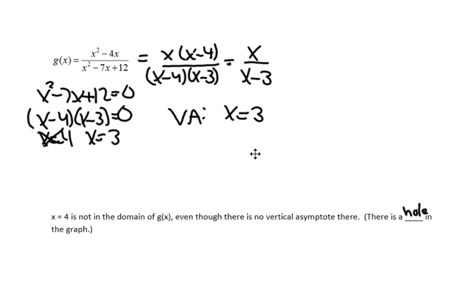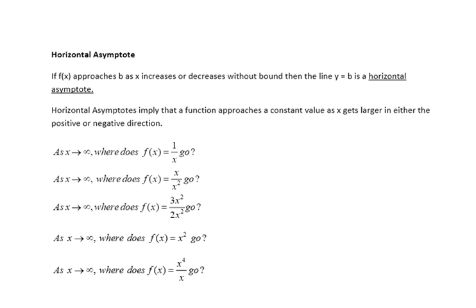Okay, so now let's talk about another type of asymptote, which is called a horizontal asymptote. If f of x approaches b as x increases or decreases without bound, then the line y equal to b is a horizontal asymptote, just like the equation of a horizontal line, y equal to a number. Horizontal asymptotes imply that a function approaches a constant value as x gets larger in either the positive or negative direction. Okay, so let's take a look at a couple of these then.